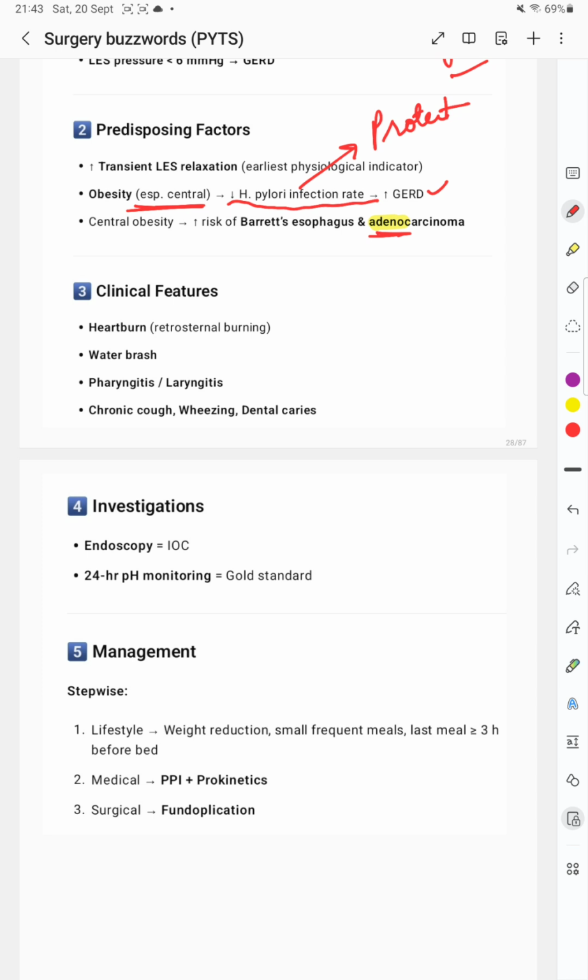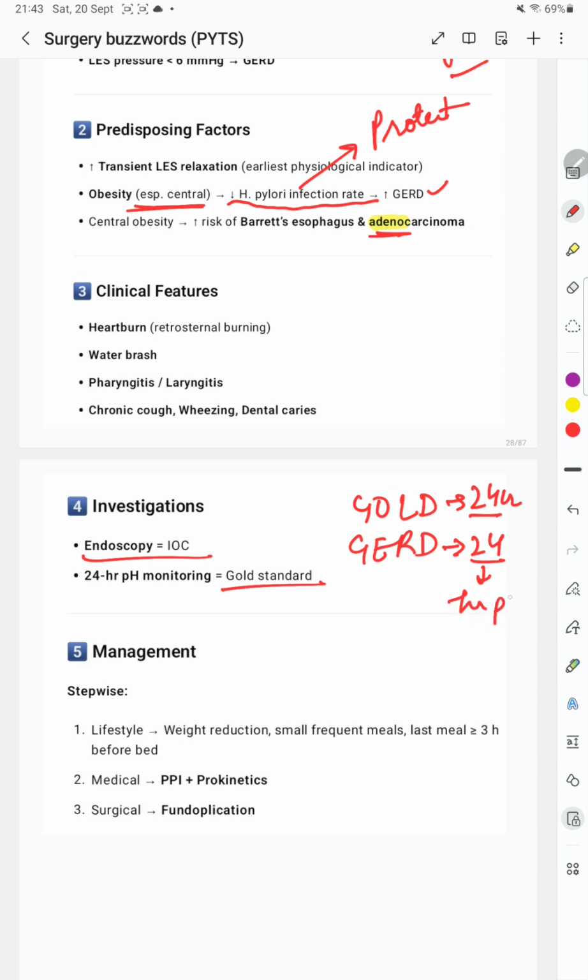Now we'll discuss the investigation. The investigation of choice here is endoscopy. Initially we'll go inside and see what is happening inside the esophagus. So the investigation of choice is endoscopy, but for the gold standard we have to remember: Gold is a 4 letter word, GERD again 4 letter. Gold is 24 karat gold, and GERD is also 24. So 24 is common for both. So 24-hour pH monitoring is done here. This is the gold standard, the 24 one.